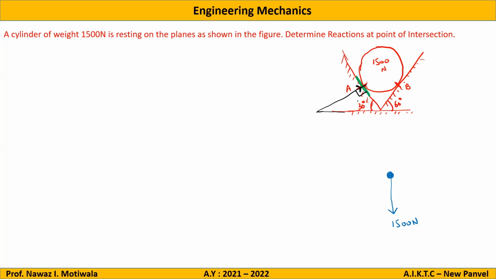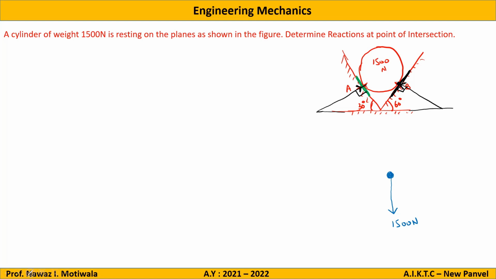So what I have drawn in black color, is it correct? Yes, sir. Similarly here, the point B is a point of intersection, and this is the surface. So the reaction will be perpendicular to the surface and from the surface to the body. Yes or no? Yes, sir.